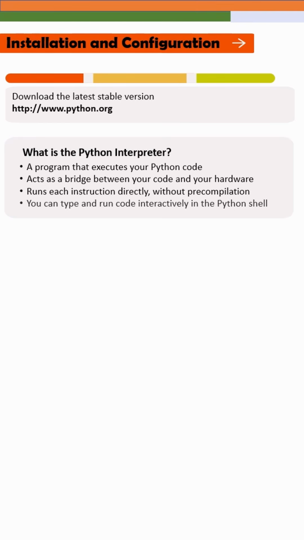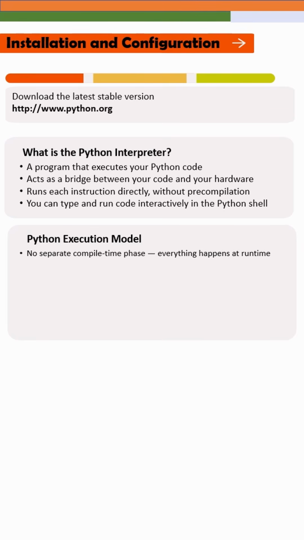Unlike languages such as C++ or Java, Python doesn't require a pre-compilation or linking step before execution. You simply type your code and run it. In Python, everything happens at runtime. There is no initial compile time phase. Even the creation of functions or classes and import of modules occurs dynamically as your program runs.